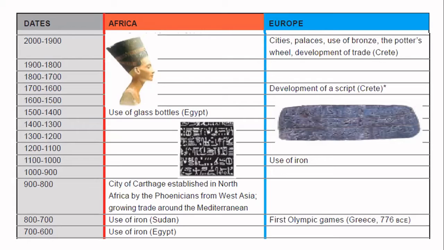Okay, so next, 1100 to 1000 years ago, we have seen the use of iron in Europe. And 800 to 900 years ago, we can see a city which was established in North Africa by the Phoenicians from West Asia, and growing trade around Mediterranean. Then there is use of iron in Sudan, use of iron in Egypt. All this is happening. And we see the first Olympic Games of Greece, 776 BCE. That is between 800 to 700 years ago.